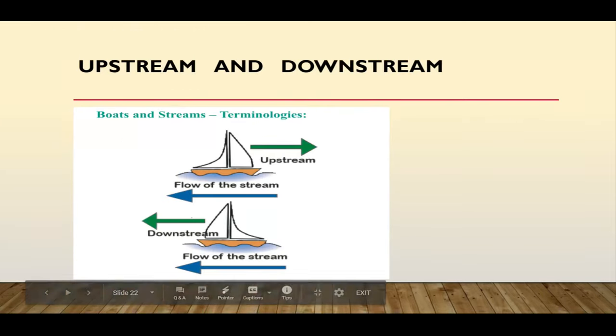Now, this is yet another concept which is very important, upstream and downstream. Basically, we need to understand this terminology. What is upstream and then what is downstream? Upstream basically is against the flow of water. If you have a boat going against the flow of the stream, so the stream is running in this direction and the boat is trying to move in the other direction, this is basically upstream.